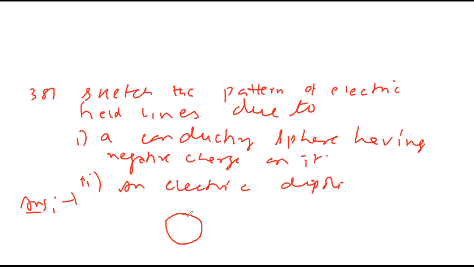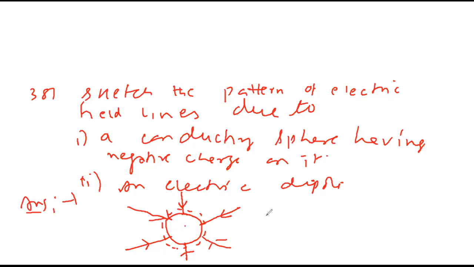So this is a sphere having negative charge, and the second is what? If this is negatively charged, so the field lines are inward, inward, inward, inward. This also inward. The field lines are radially inward.